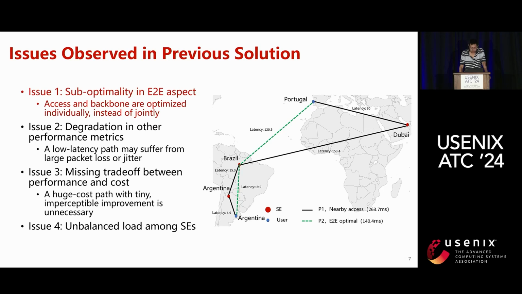However, we have a better path. If the Argentina user can connect to a slightly further SE, like Brazil or Portugal, instead of choosing the closest SE, the whole end-to-end latency will become 140.